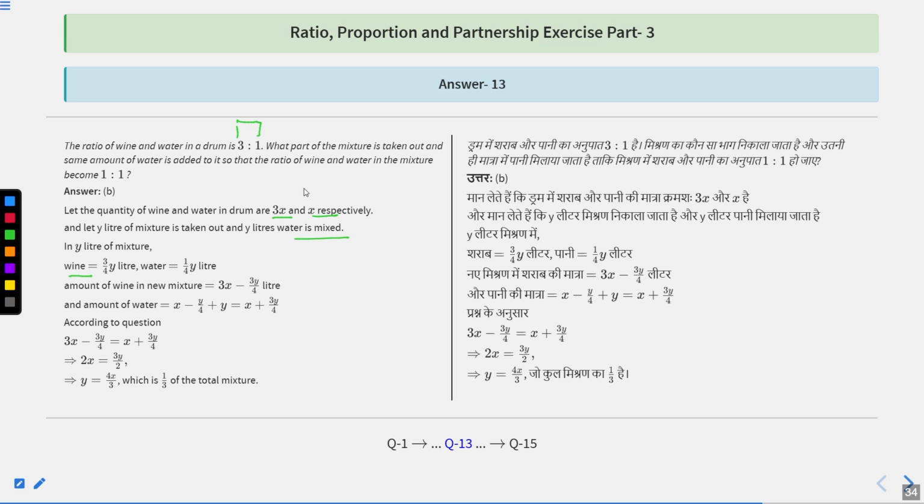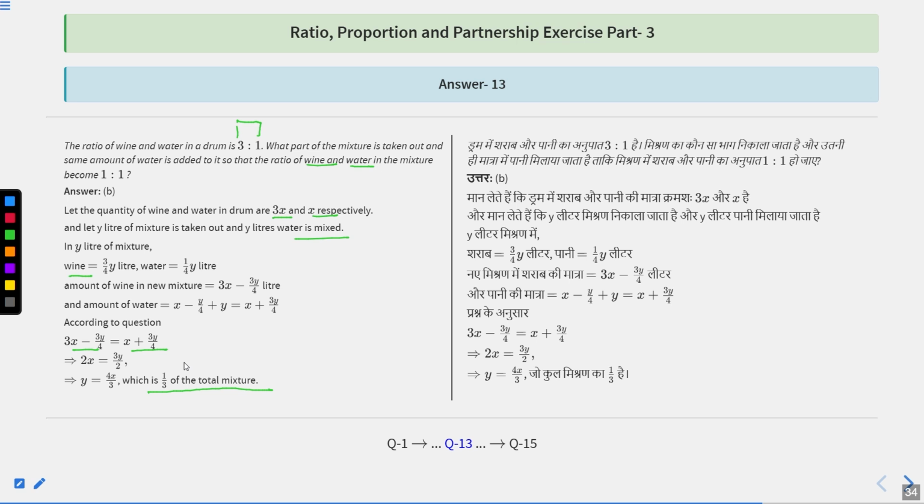Plus y, because we add y liter of water only. So it will become x plus 3y by 4. Now the question says these two equations are equal because the ratio of milk, water and wine will be equal in the new mixture. So we can compare it. So 3x minus 3y by 4 equals x plus 3y by 4. When we calculate it, we get y equals 4x by 3, which is 1/3 of the total mixture.